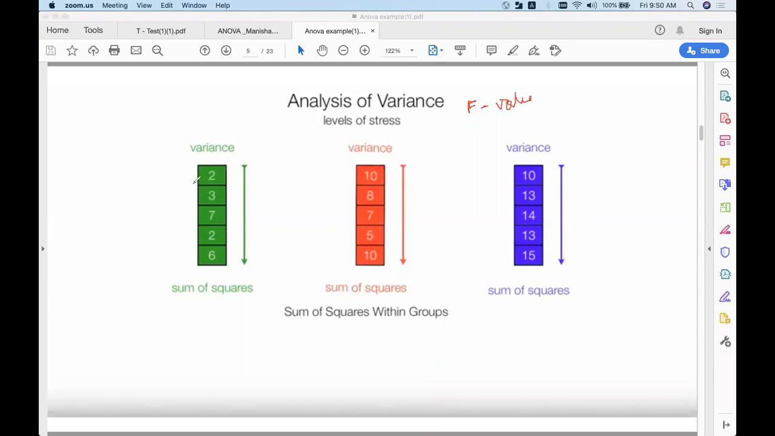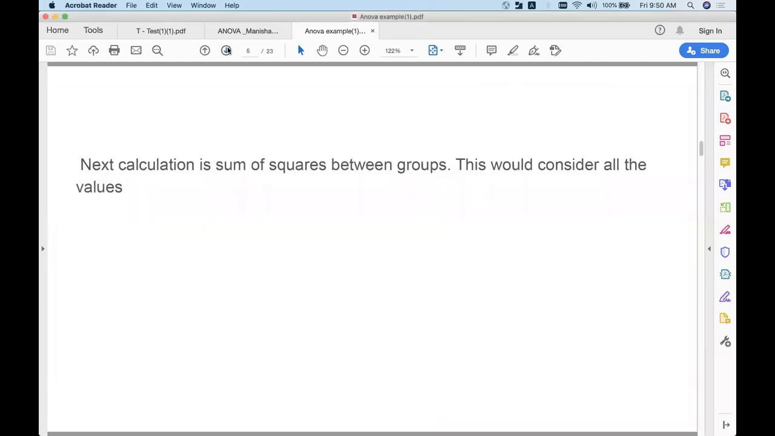So till now, what we have discussed: for the standard normal distribution, you have Z values. For the T distribution and the T test, you have a T value. Now for ANOVA, you'll have F values. Similar to that, you will have F values. Now I'll explain how all these things are coming.